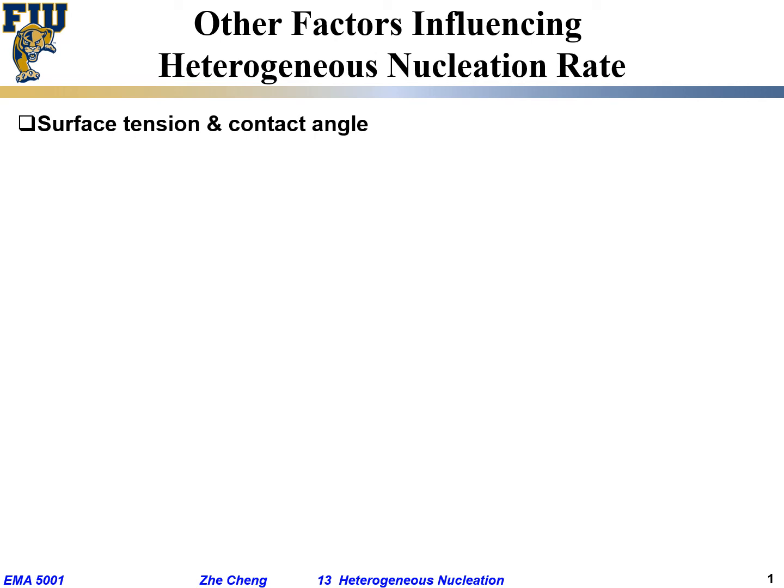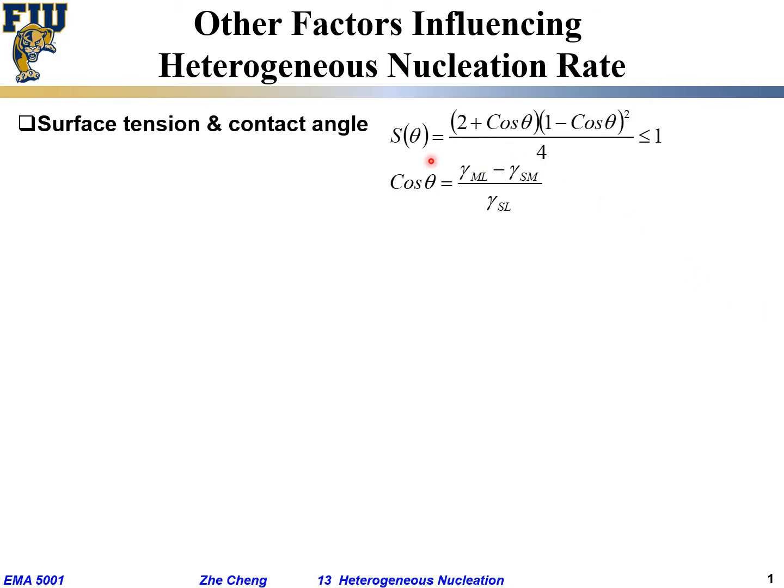Let's just continue a little bit. Some additional considerations about heterogeneous nucleation rate, surface tension, and contact angle. This is our I theta term. What does the I theta term define? It's essentially the ratio of the sphere cap to the whole sphere. And what is cosine theta? Theta is our wetting angle between the solid and the mold, right?